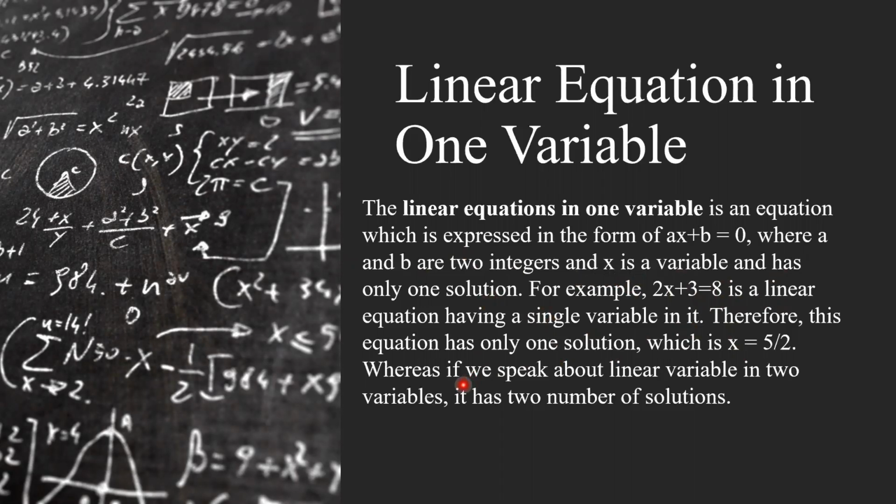Whereas if we speak about linear equations in two variables, they have two solutions. So basically, guys, when we look at this equation, we see 2x plus 3. 2x is unknown and 3 is known. So I'm going to take 3 to the other side of the equation. Obviously, I'm going to change its sign. It's going to be 2x equals 5. So divide both sides by 2. x will be 5/2.